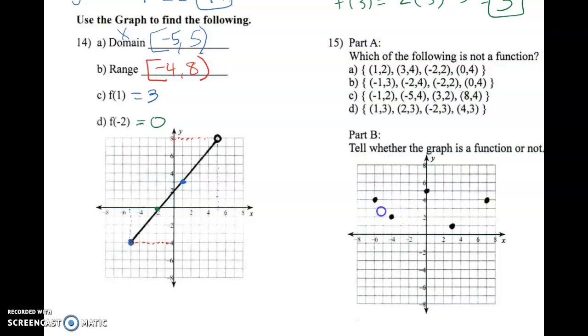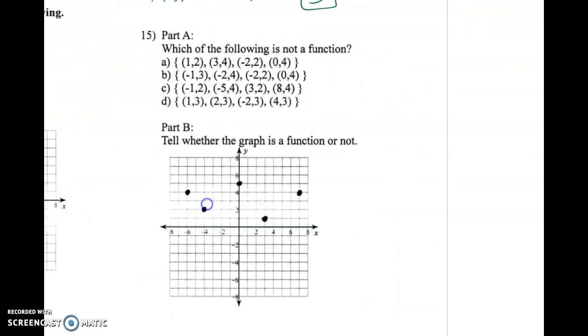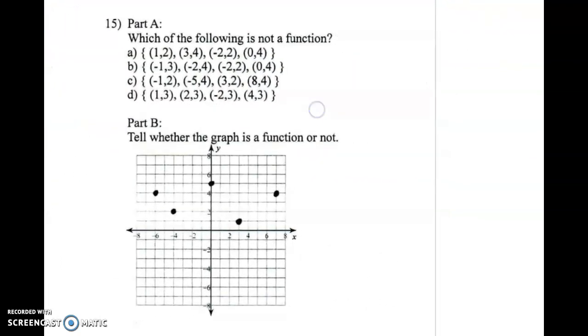Alright, 15 says, which of the following is not a function? Well, if we remember, x cannot repeat, or every input can only have one output. So in other words, x can't be a repeating number here. So 1, 3, -2, and 0. Nope, that's a function. -1, -2, -2, and 0. Wait a minute. So there's a repeat here and here. So it looks like B is going to be the answer, but let's check C and D. -1, -5, 3, and 8. That's a function. 1, 2, -2, and 4. That's also a function. So yes, which one is not a function is B.